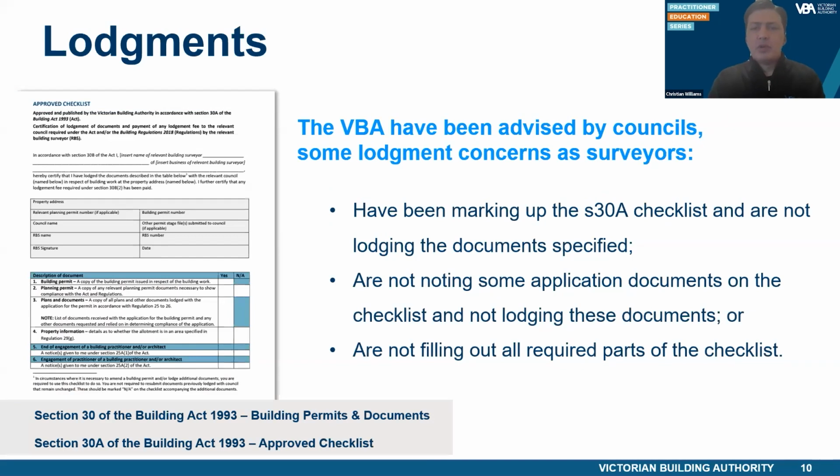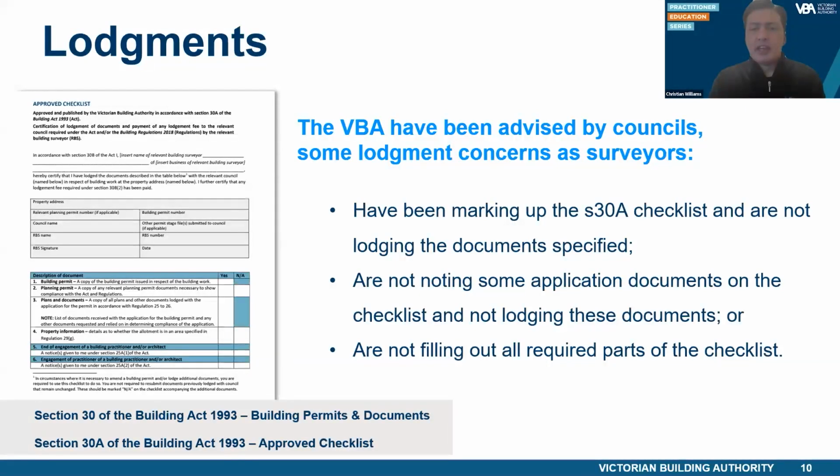Section 30 of the Act requires that the relevant building surveyor submit a copy of the building permit, plans and any other documents lodged with the application and the documents prescribed under Regulation 44 of the Building Regulations within 7 days of issuing the building permit. This must also be accompanied by the VBA approved checklist made under Section 30A of the Act, which is available for download from the VBA website.